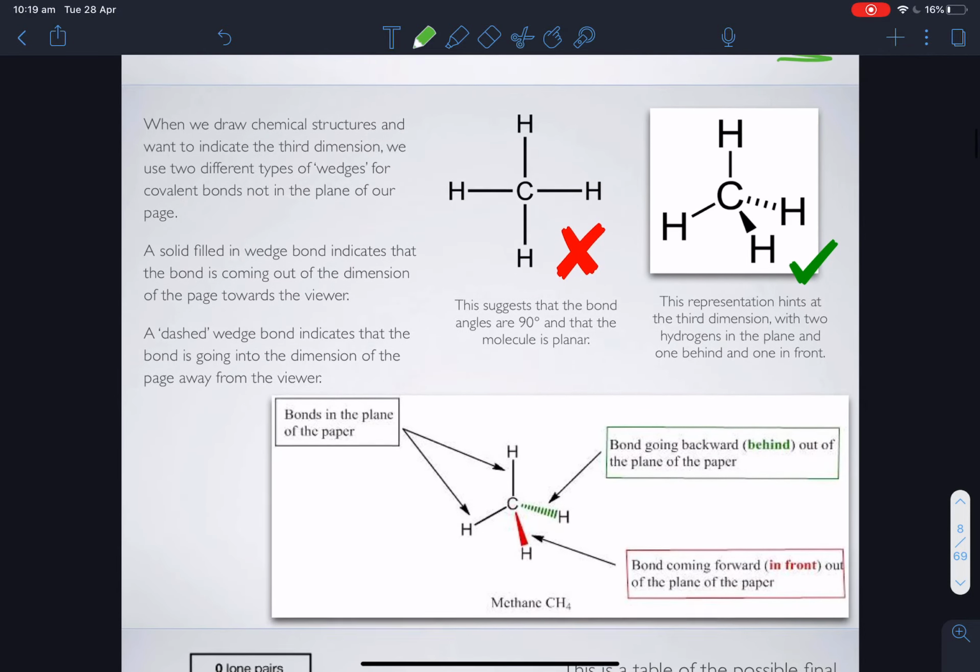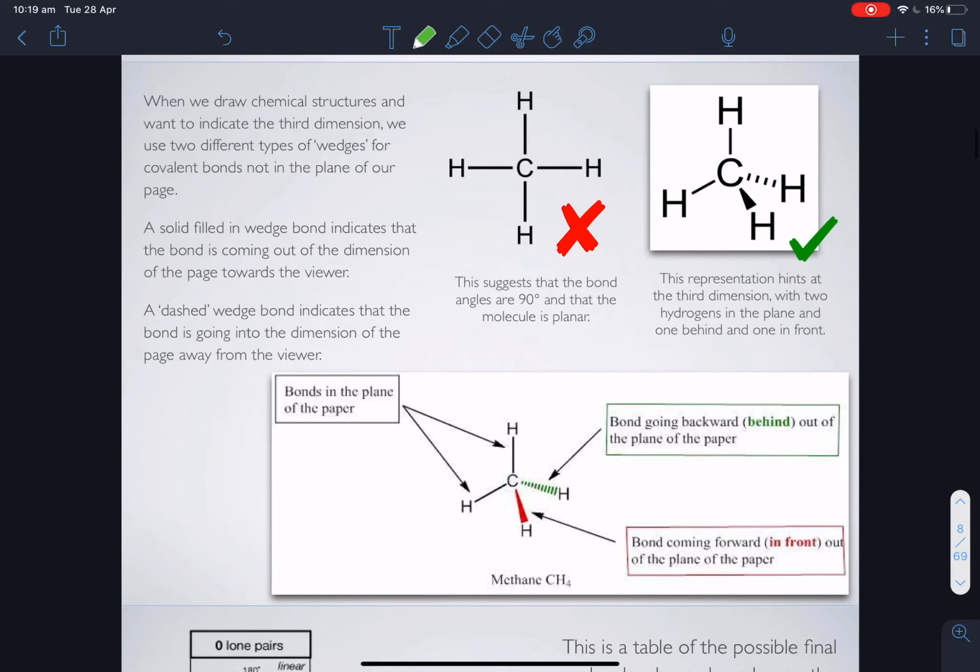Okay, one thing we need to tackle too is how do we represent a 3-dimensional shape on a 2-dimensional surface, which we're going to need to do because some of these are planar. They're good to draw 2-dimensionally, but once you get to tetrahedral, you're going to have problems because it's a 3D shape. So when we draw these, what we tend to do to show some 3-dimensionality in our molecule is to use what we call wedges and dashes.